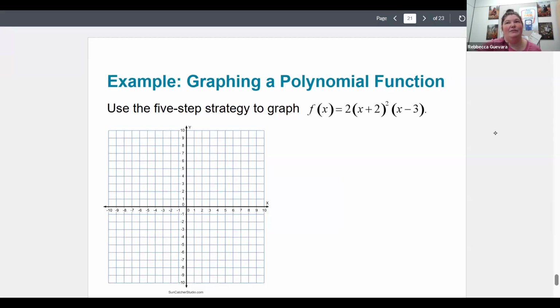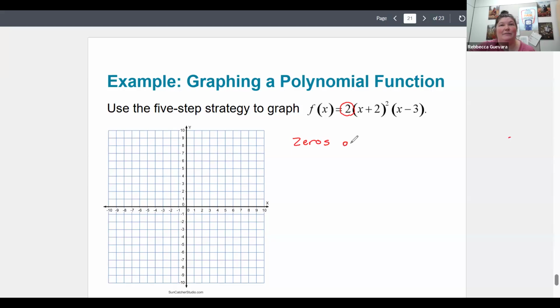So if we have f of x is equal to 2 times x plus 2 squared times x minus 3. We already have this completely factored for us. So this 2 isn't going to be too helpful for us, so we're going to ignore that for now. Actually, the 2 is a little helpful because I need it for end behavior. I'm going to look for my zeros first.